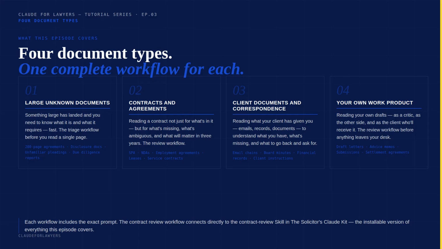And your own work product. 3 passes on your own drafts before anything leaves your desk. Each workflow includes the exact prompt. Adapt the role, the jurisdiction, and the matter specifics to your situation. The structure holds across practice areas.